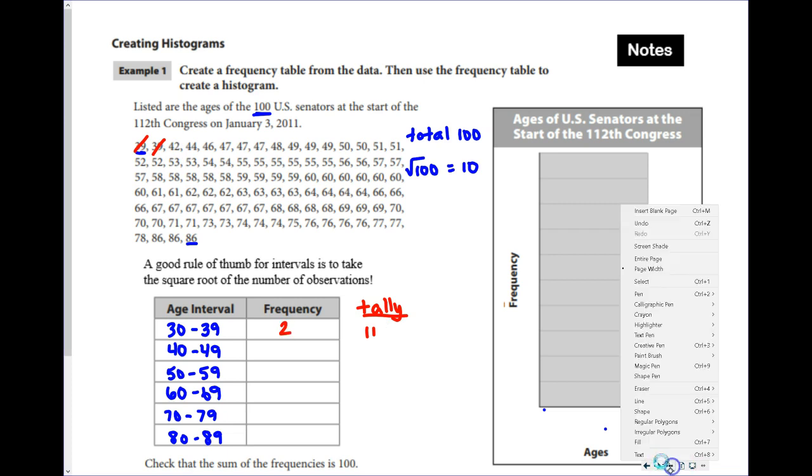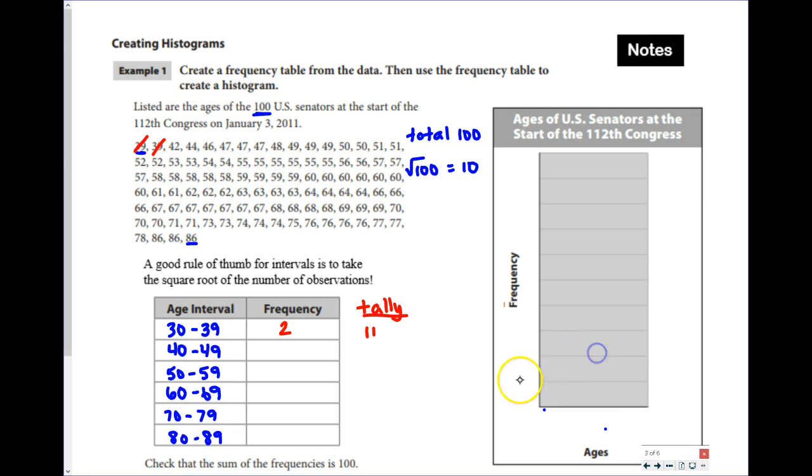For 40 to 49, I'm using a different color to show you this tally. I have 1, 2, 3, 4, 5. I count by 5, so 1, 2, 3, 4, 5. Then 47, 48, 49, 49, and 49. There's another 5. And then I look at the number 50. 50 doesn't fit in this interval. So that means I have 10 here based on my tallies.